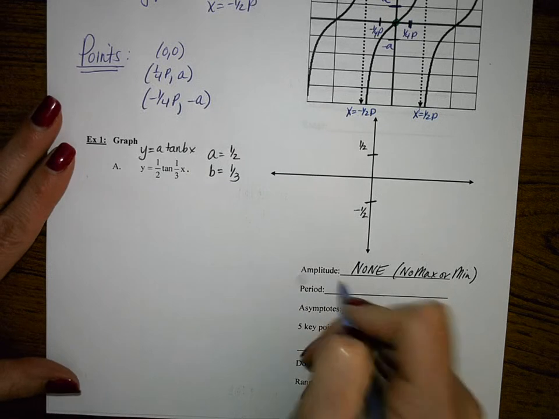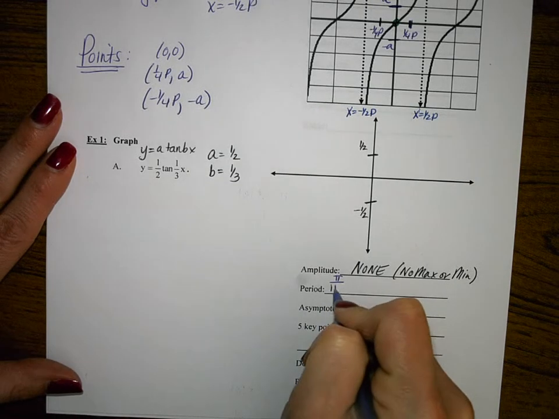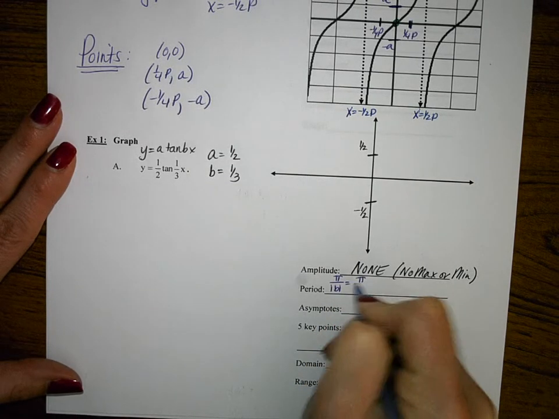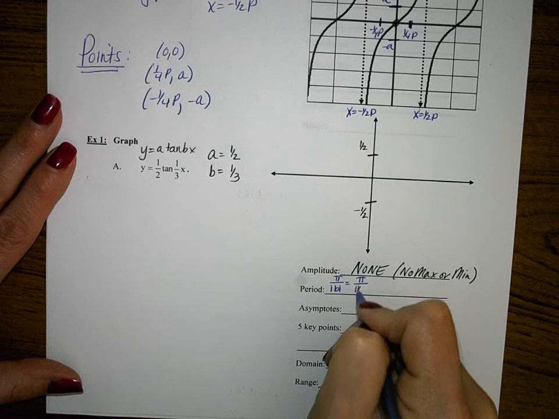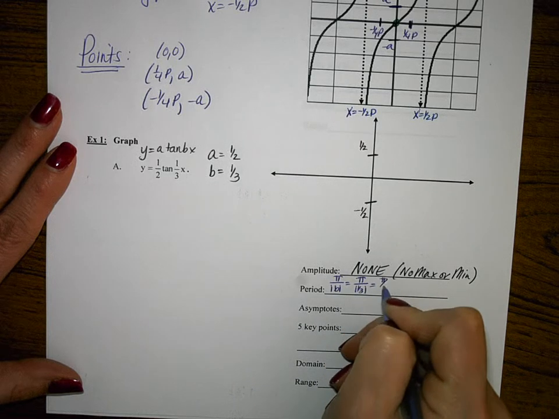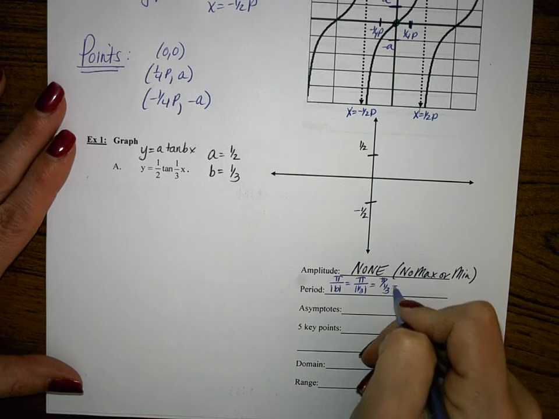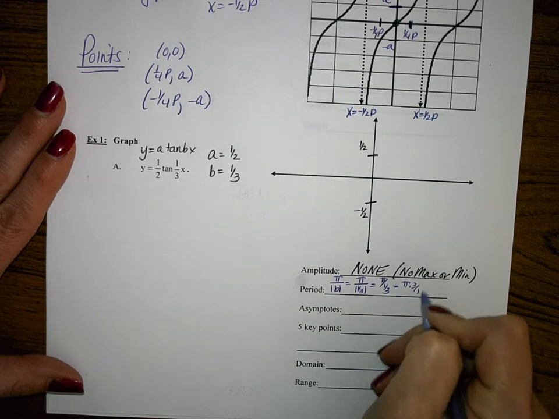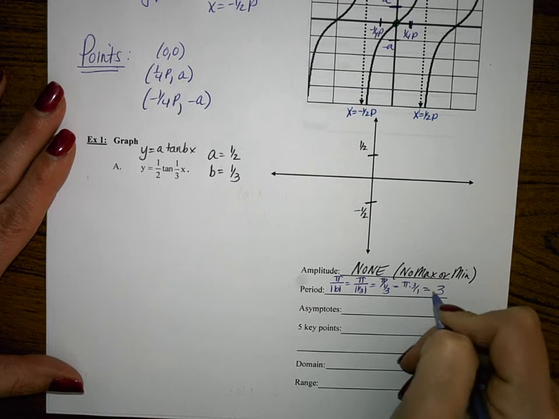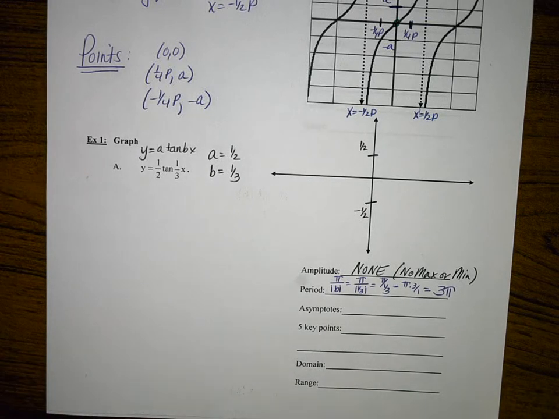Pi over the absolute value of b. So in this case, it's pi over the absolute value of 1/3. How do I take pi and divide by 1/3? Multiply by the reciprocal. So pi times 3 over 1 is 3 pi. Now for tangent, does that 3 pi go on my graph?